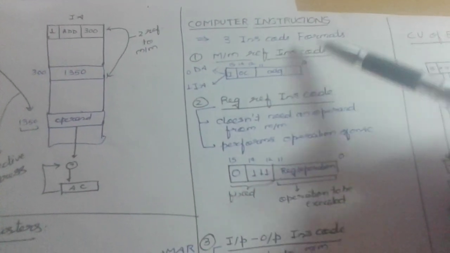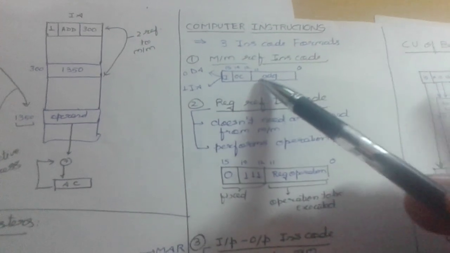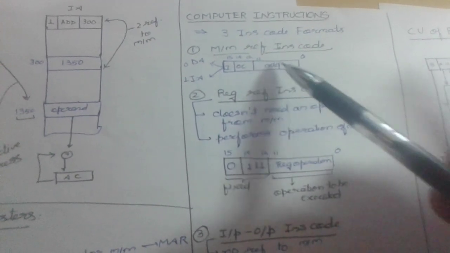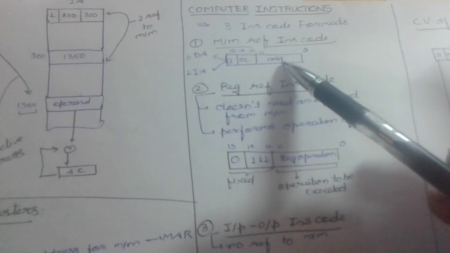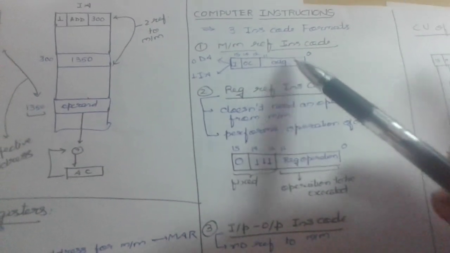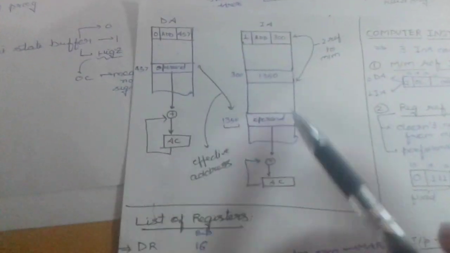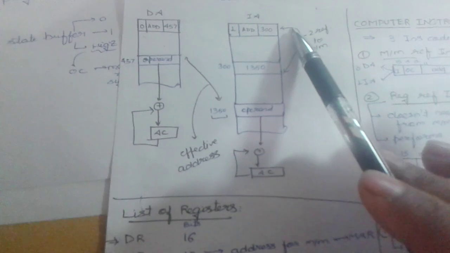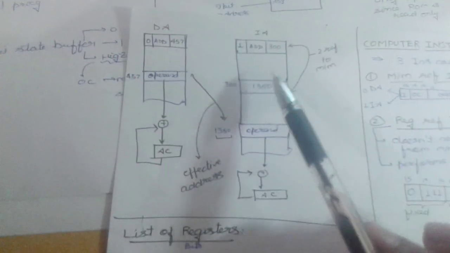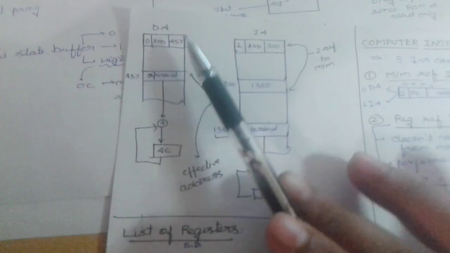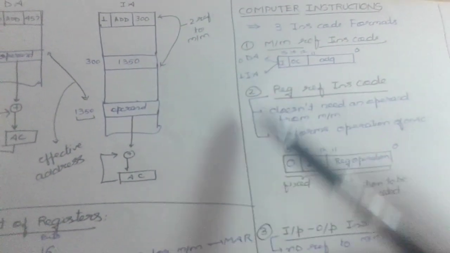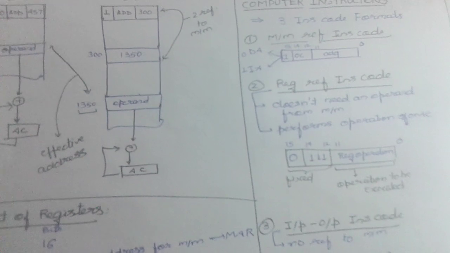Memory reference instruction code is when these bits contain the address of a memory location which contains the operand. Like we discussed here, this was a memory reference instruction. It can be of 2 types, direct address or indirect address. If this bit is 0, then it is direct address. If this is 1, then it is indirect address.